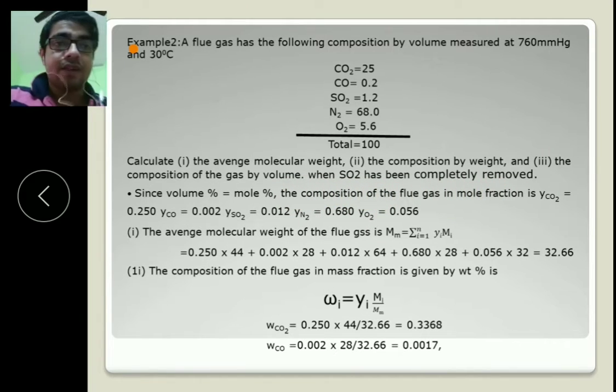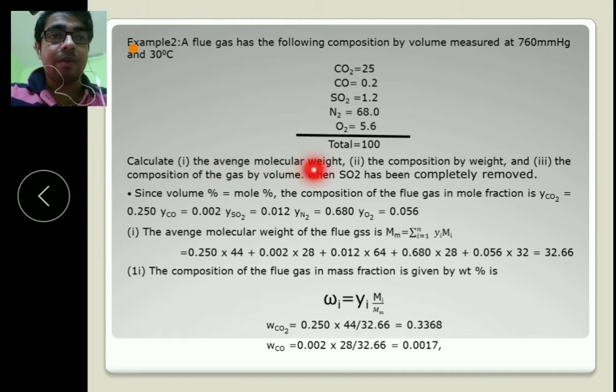Okay, first thing, you have to calculate the average molecular weight. Since we know the volume percentage is equal to mole percent, the mole fraction of carbon dioxide is 0.25, carbon monoxide 0.002, sulfur dioxide 0.012, nitrogen 0.68, oxygen 0.056.